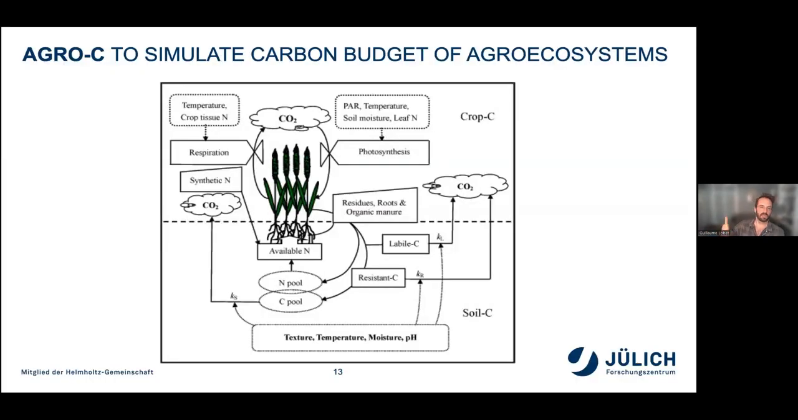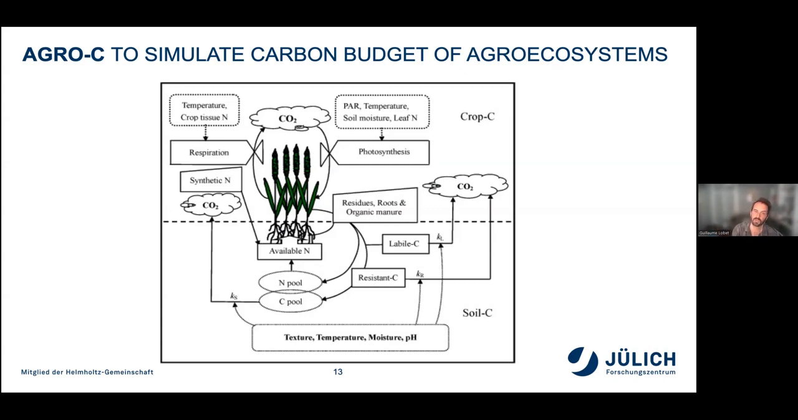Now, if we move one scale up, then we reach what we usually call the crop models, crop scale models dealing with fields. And for that, we have two main models used in PhenoRob. The first one is AgroC. In this case, we actually don't simulate the full architecture of the plant. This is not the aim of this type of model.